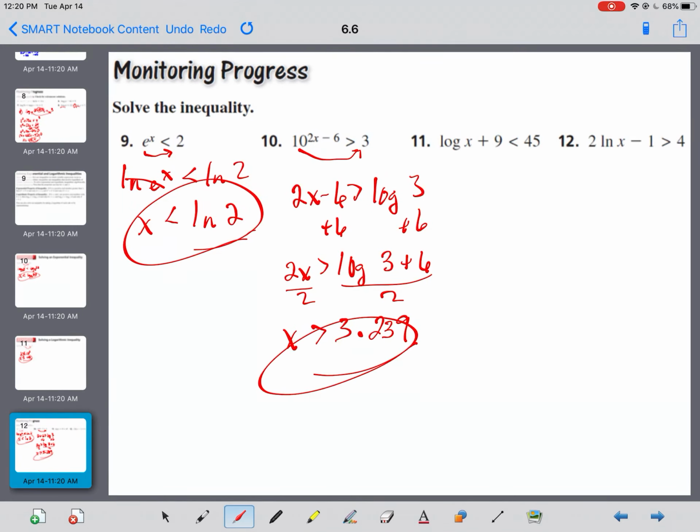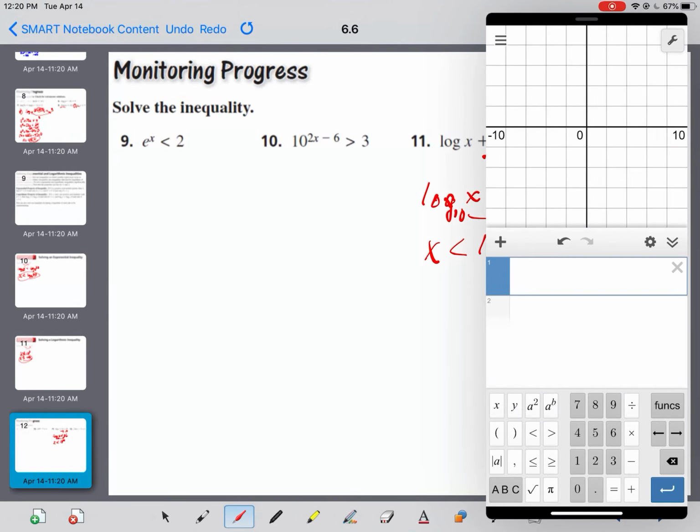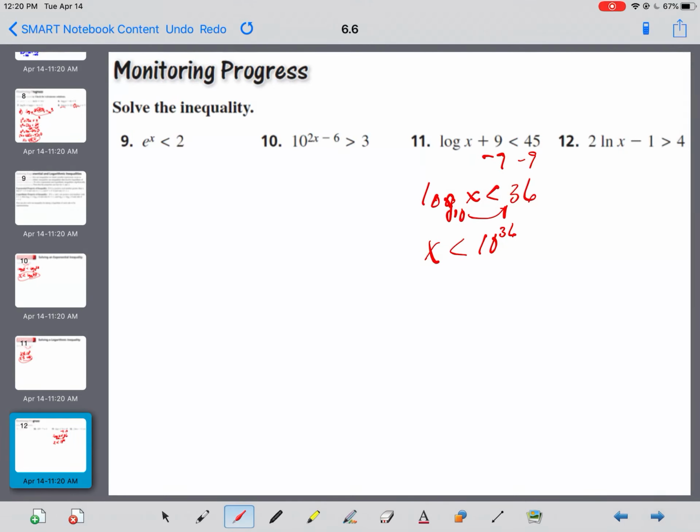I'm going to erase, give me some room for 11 and 12, just in case they're weird. All right, so 11. I would move the 9 first. Log of x less than 36. That's base 10. Move it over. x is less than 10 to the 36th. Now let's look.